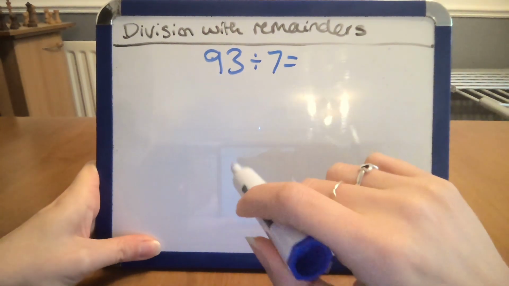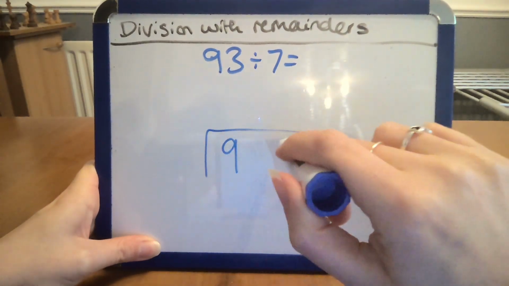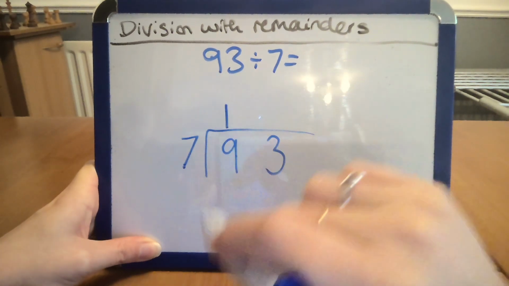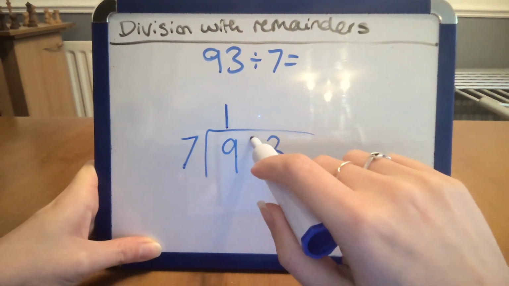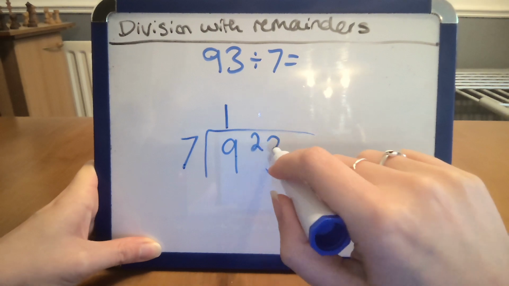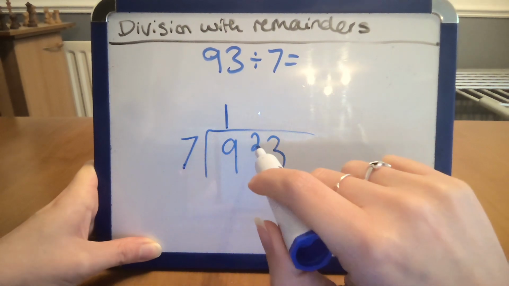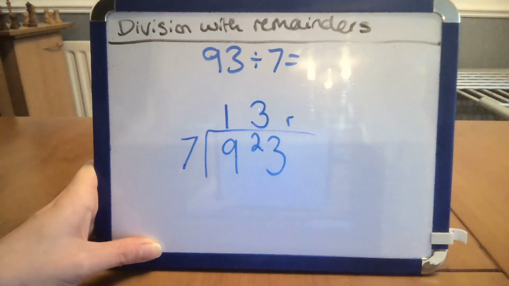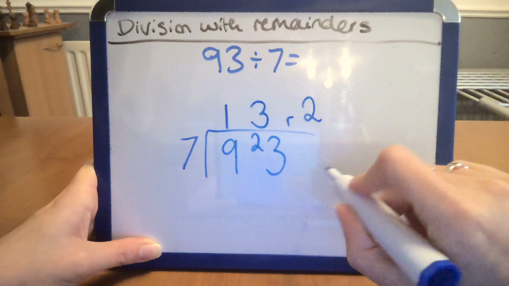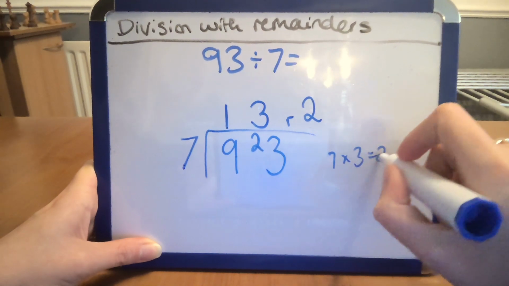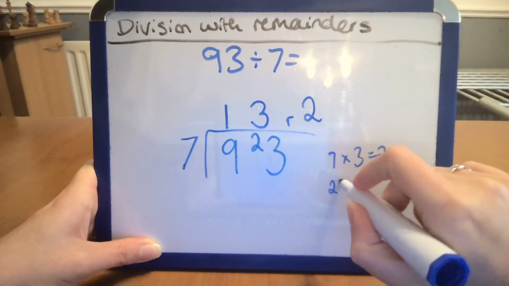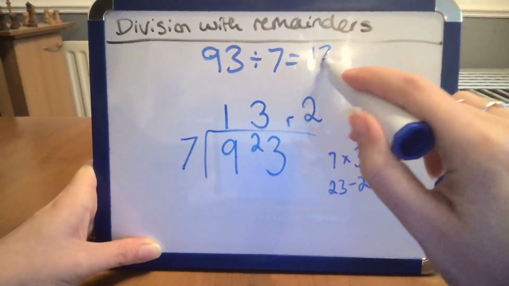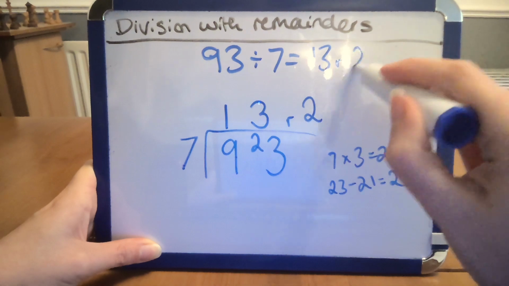Our next sum is 93 divided by 7. How many times does 7 go into 9? Once, with how many left over? 2, making this 23. How many times does 7 go into 23? 3 times, remainder 2. Because 7 times 3 is 21, we wanted 23. So how many are there left over? 2. 13 remainder 2.